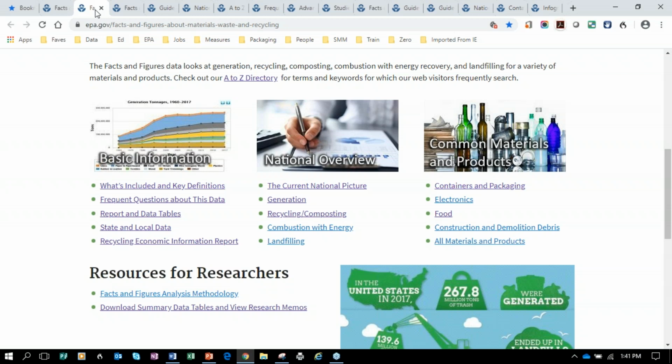Another question we had was, where's all the state and local data? Well, Swarupa can explain how this is a top-down methodology. So we don't have any state and regional data per se in this national snapshot with Facts and Figures.